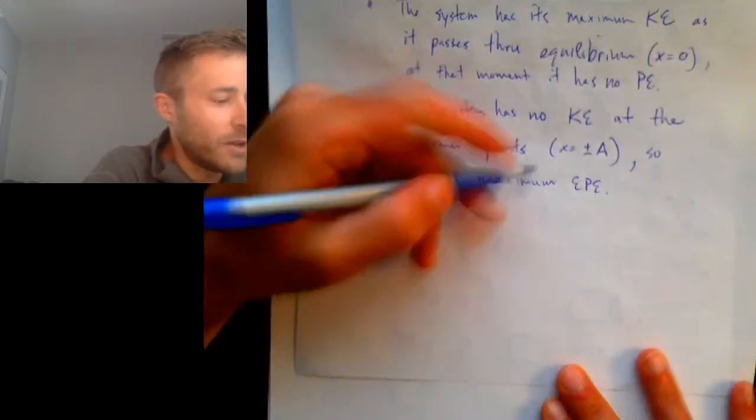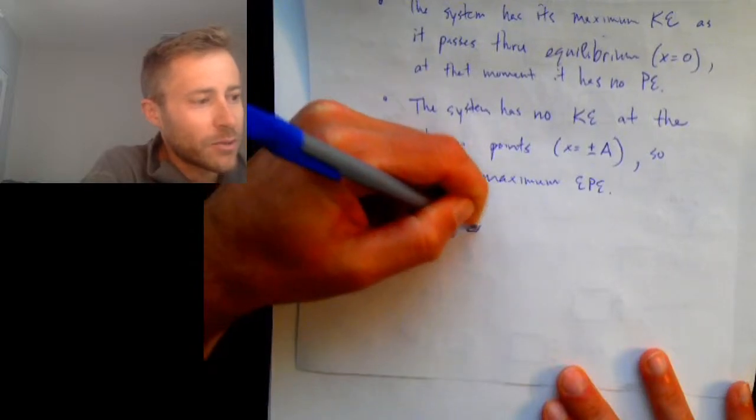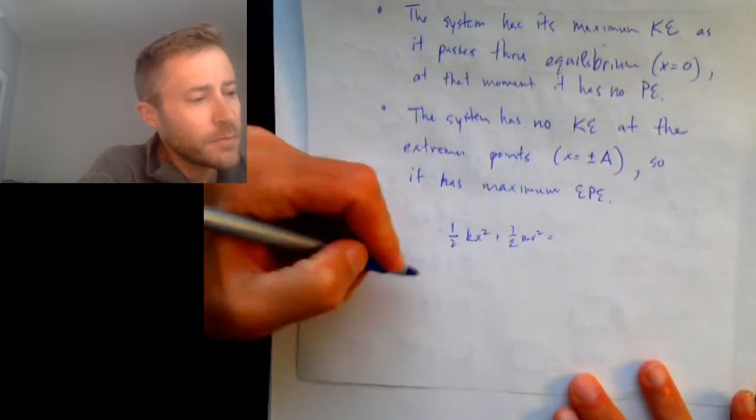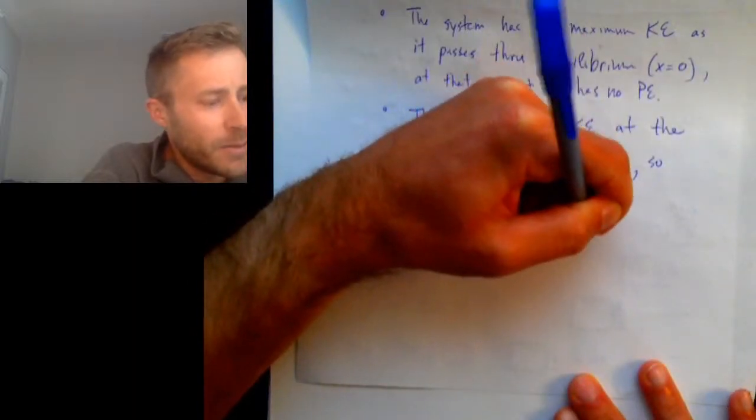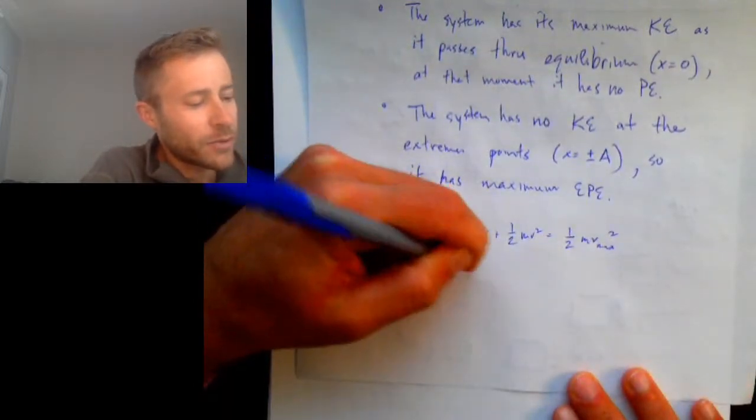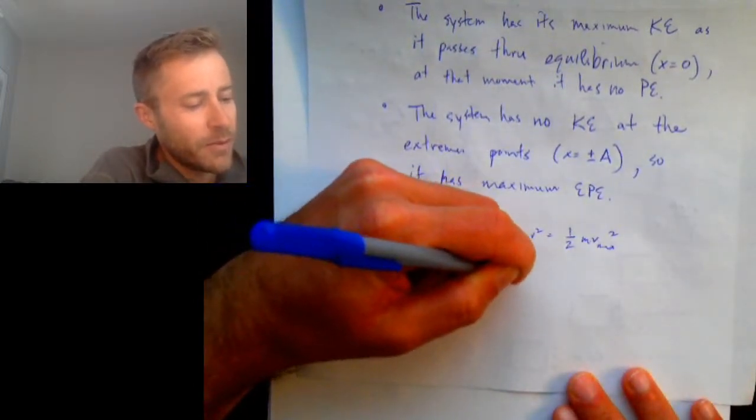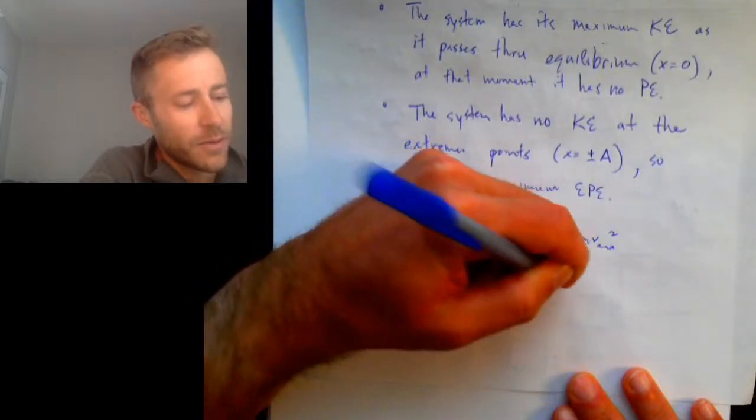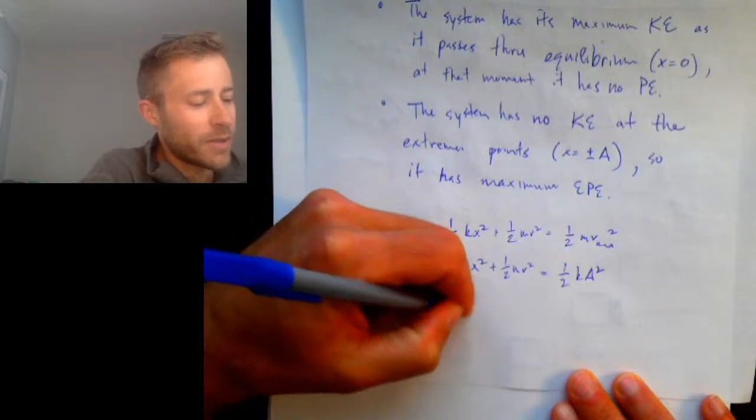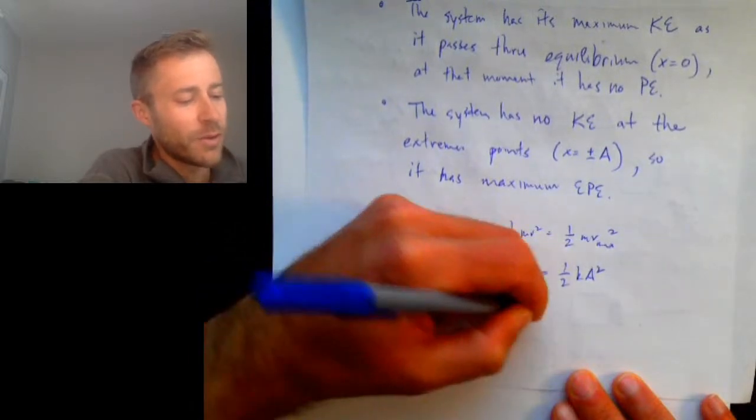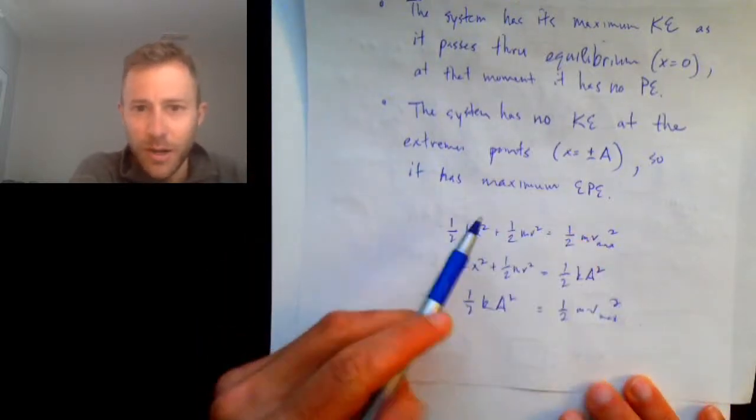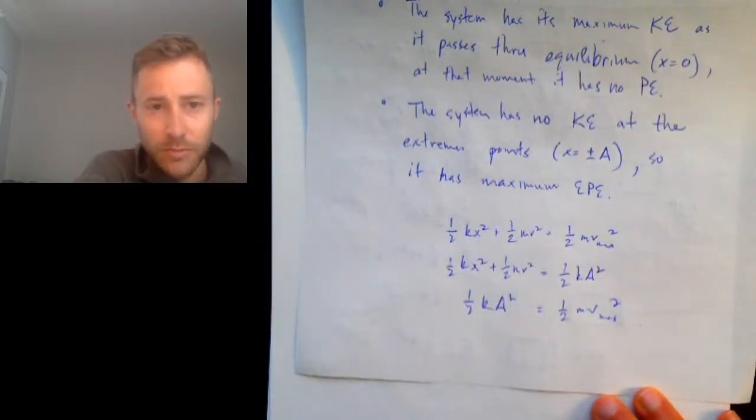So you could say 1/2 kx squared plus 1/2 mv squared equals 1/2 mv max squared. You could say 1/2 kx squared plus 1/2 mv squared equals 1/2 kA squared. You could say 1/2 kA squared equals 1/2 mv max squared. So these are all just comparing the energy at two different points. You see?